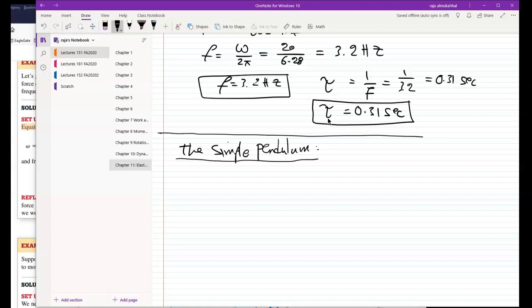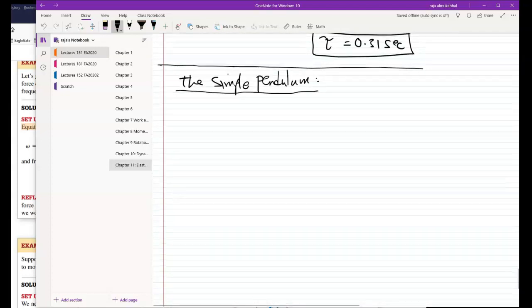And the word simple here for a pendulum is because we are assuming the mass of the bob of the pendulum doesn't change, and the string that is holding the mass is rigid. In other words, it's not elastic, okay? So it becomes a simple pendulum. Okay, so what is the simple pendulum? You know, like a grandfather clock, that's a simple pendulum.